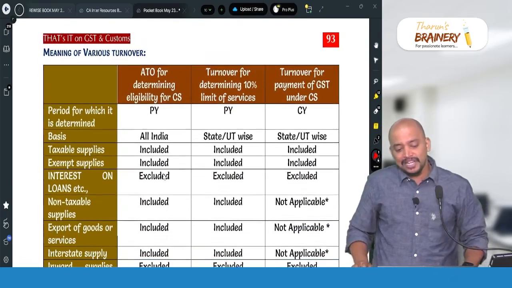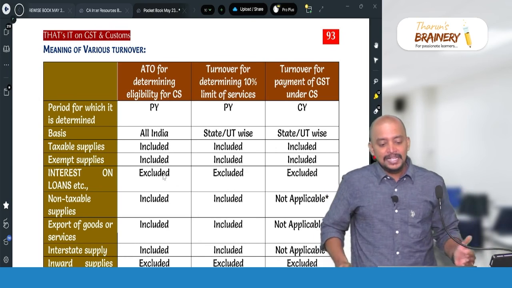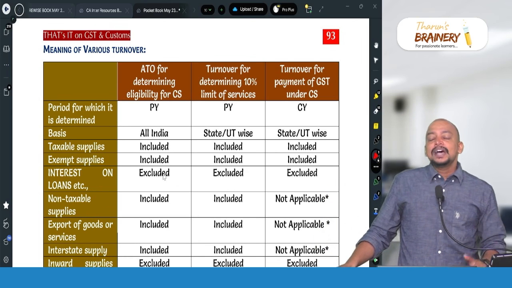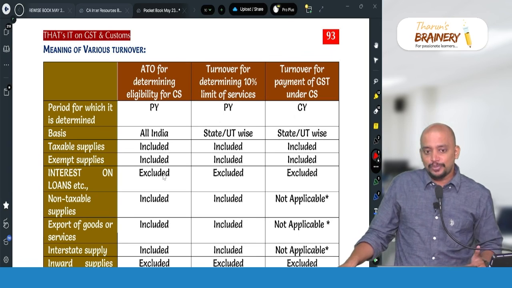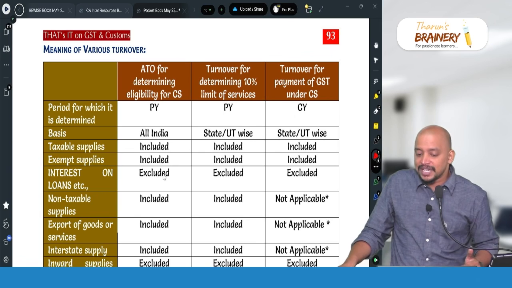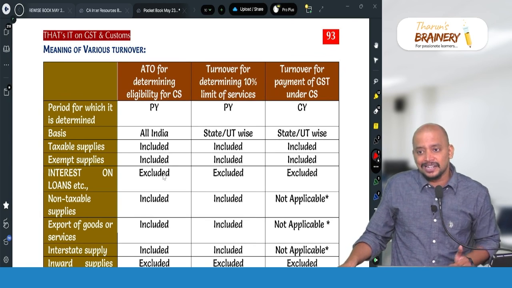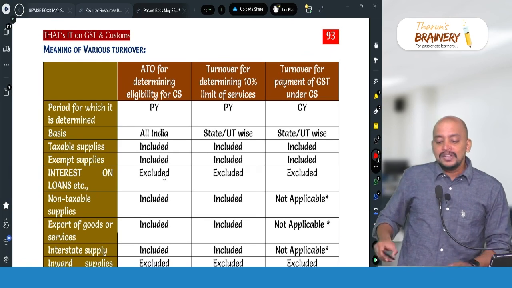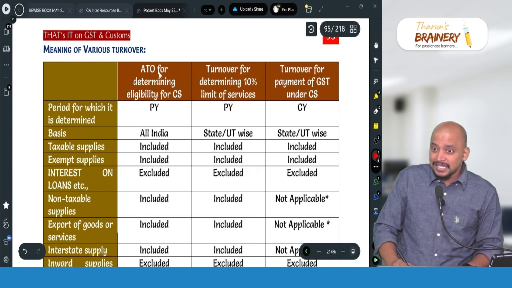Then the meaning of various turnovers. So we have a total of 3 turnovers under the composition scheme: aggregate turnover for determining the eligibility to opt for the composition scheme, turnover for determining the 10% limit of services, and turnover for payment of GST under the composition scheme. So this aggregate turnover should be determined for current year or previous year?